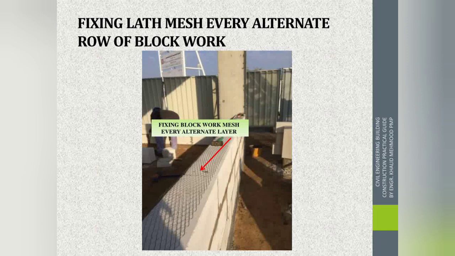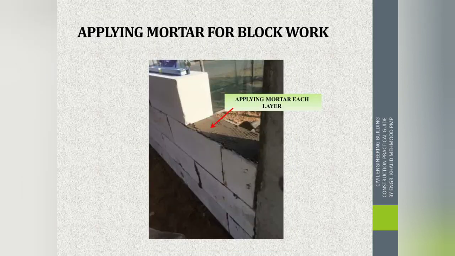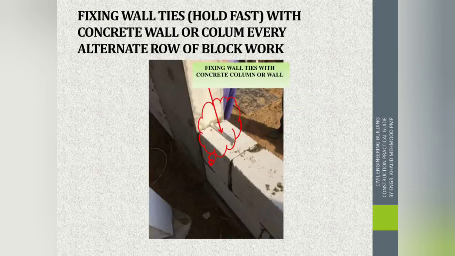So now we are starting the step by step next layer. You can see in the next layer we have fixed the GI mesh. Just keep in mind we should use the GI mesh in every alternate layer. It means in one layer we use the GI mesh and the next will have only the mortar, and again we use the GI mesh.